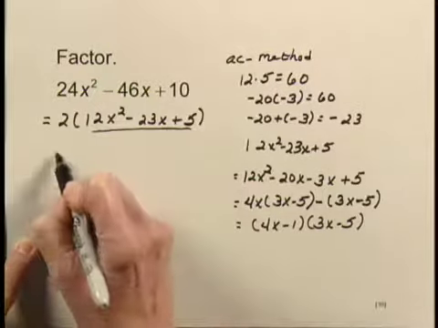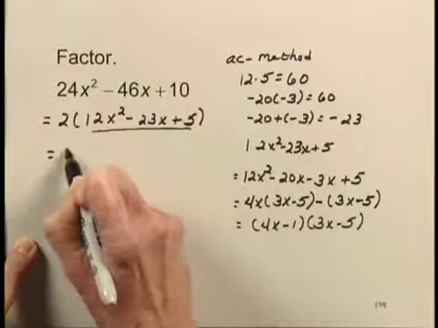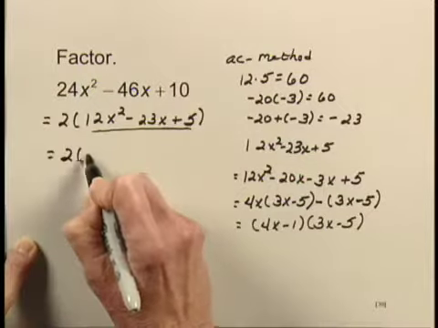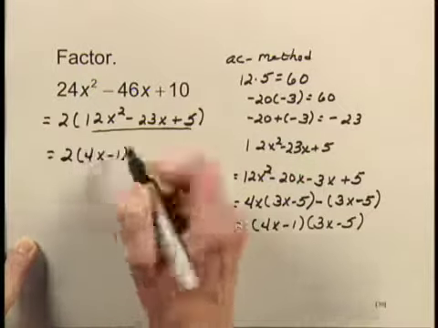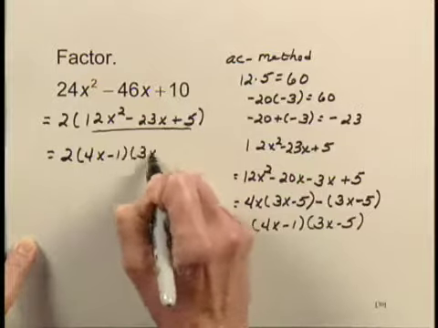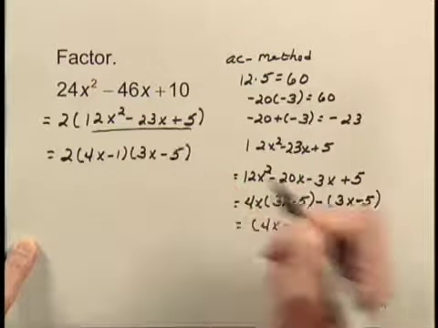And to get a factorization of the original trinomial that we started with, I also have to include the factor of 2, the common factor. So the complete factorization of the original trinomial is 2 times the quantity 4x minus 1 times the quantity 3x minus 5.